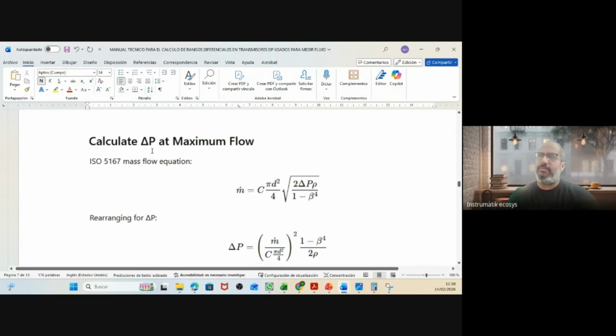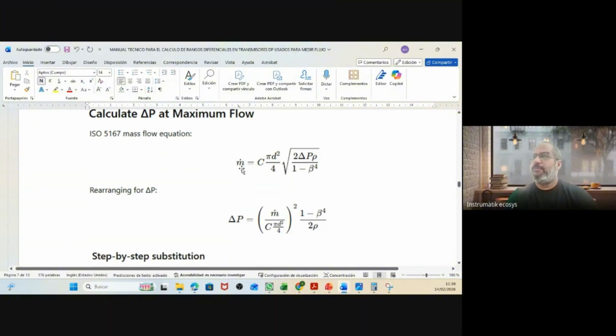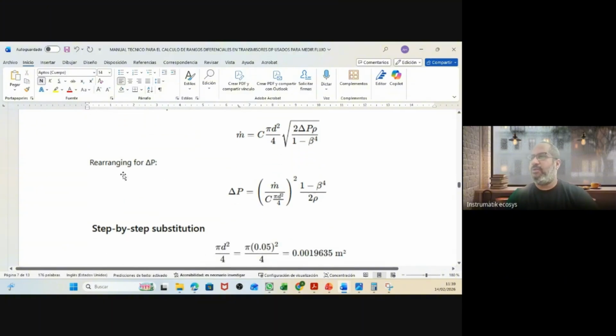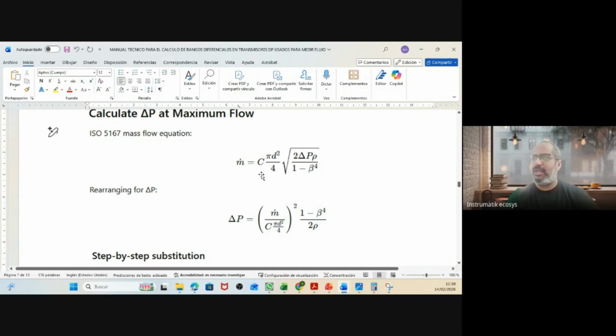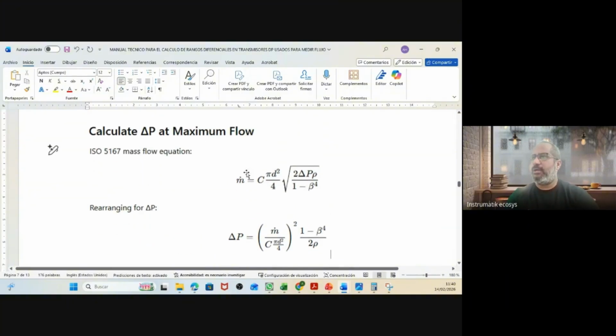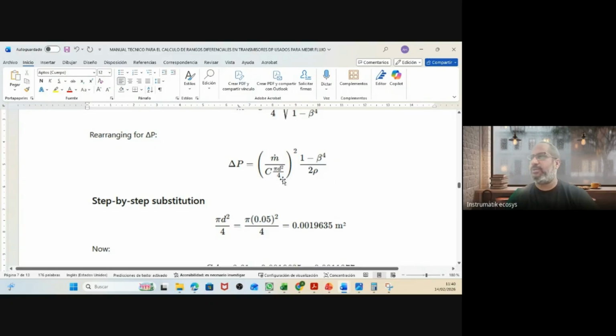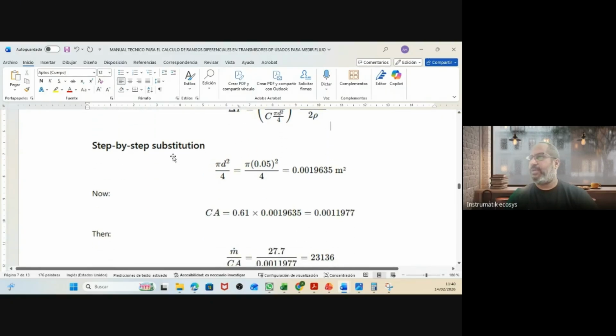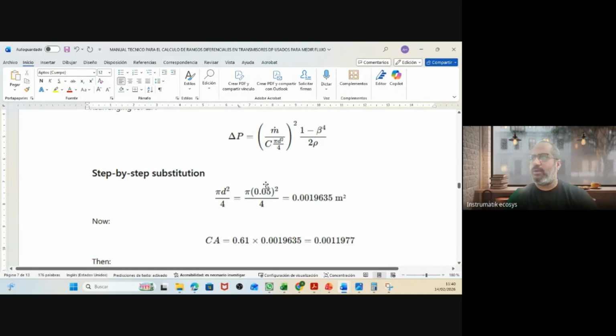Then here you have to calculate delta P at maximum flow. Using this formula, you go and get delta P. This is rearranging, as you said, rearranging this formula here. You can come here, and delta P is equal to all of this. So you will have delta P for maximum flow. This one is the maximum mass flow. So you can have delta P. Step-by-step substitution here. I'm not gonna go through that, but you go here to the delta P substitution.